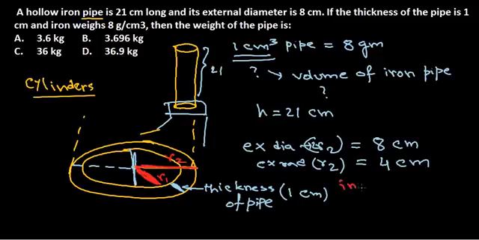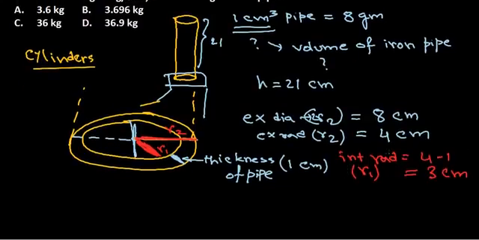So now let's write internal radius equals external radius minus thickness, so it will be 3 centimeters, right? So we get external radius, we get internal radius, both of them. Internal radius, let's say R1 here, right? We get both of them, right? Now what we need to calculate? We need to calculate the volume of the iron, and the volume here should be calculated.